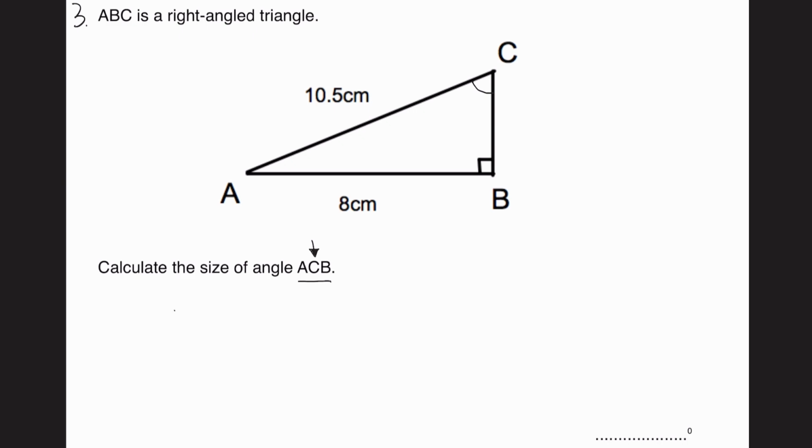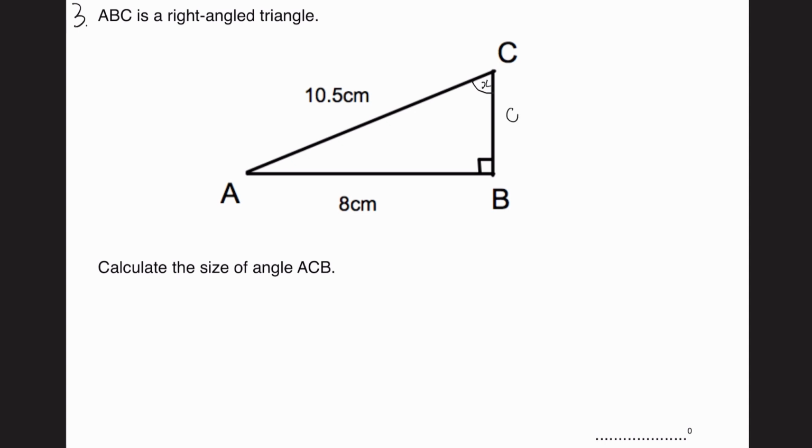For example, if they said ABC, the angle they'll be looking for is the angle on the letter B, which would be here. Okay, so they want us to look for the angle C here. So first thing we always want to do is label the triangle. So that's the angle they want us to work out. So we put X here.